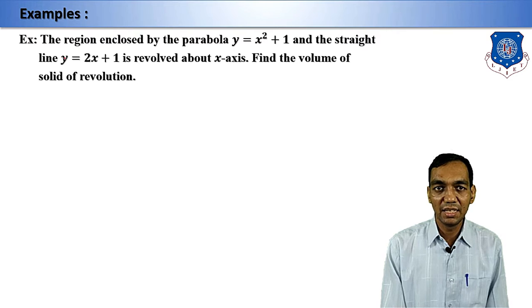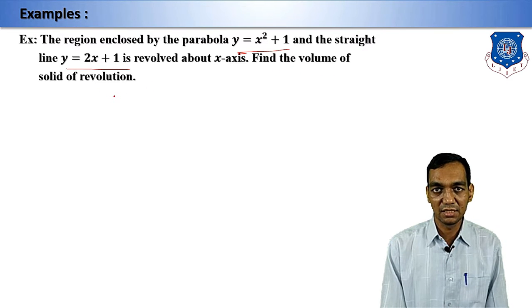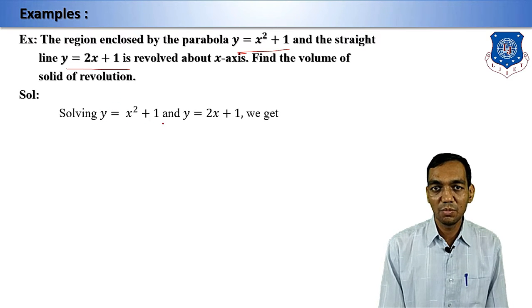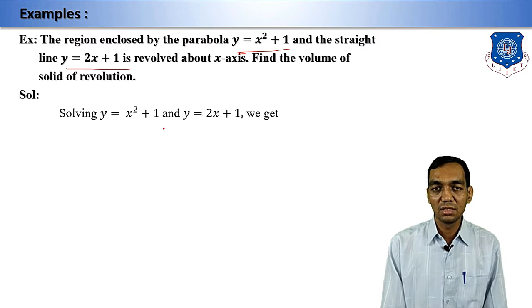Now find the volume. Suppose the region enclosed by parabola y is equal to x square plus 1 and the straight line y is equal to 2x plus 1 is revolved about x-axis. Then find the volume of the solid of revolution about x-axis. Correct? So we have two curves, y is equal to x square plus 1 and y is equal to 2x plus 1. We have not been given the end points, so first we are going to find the intersection points of these two. And the area between these two curves is going to be revolved about x-axis.